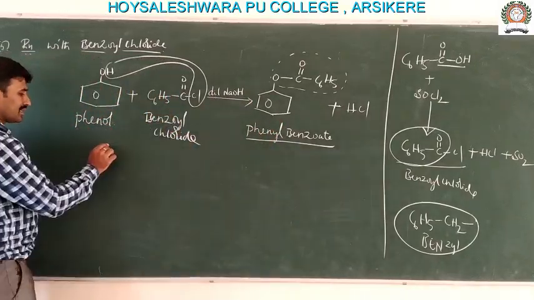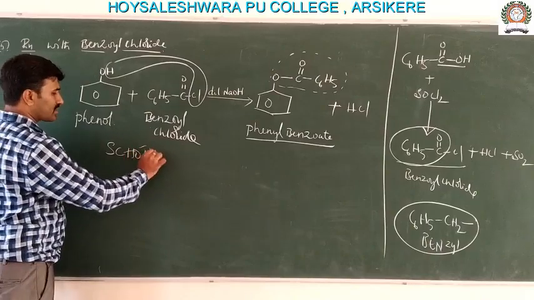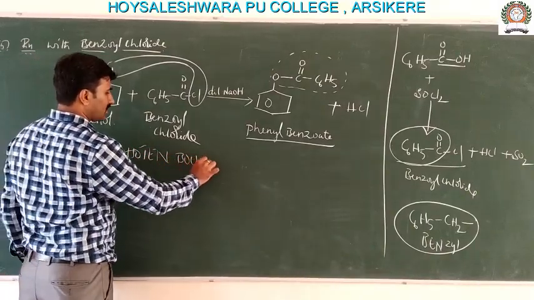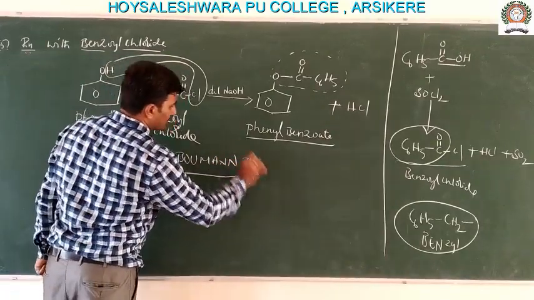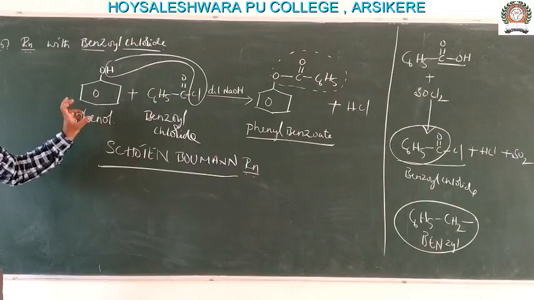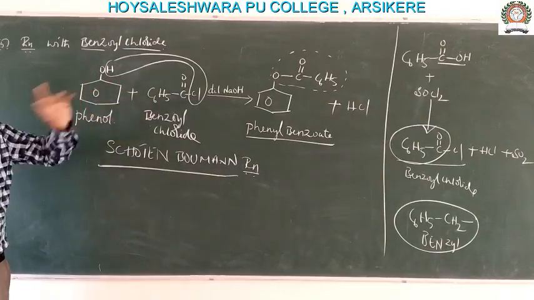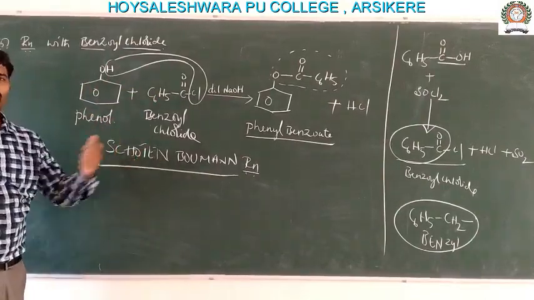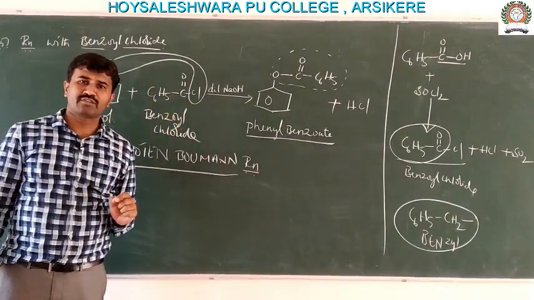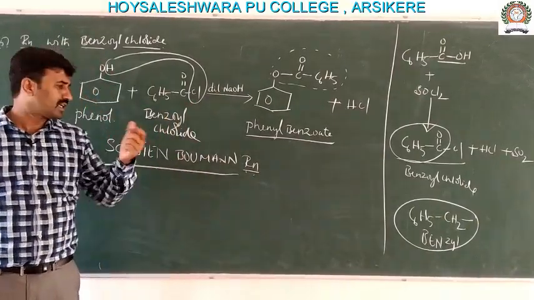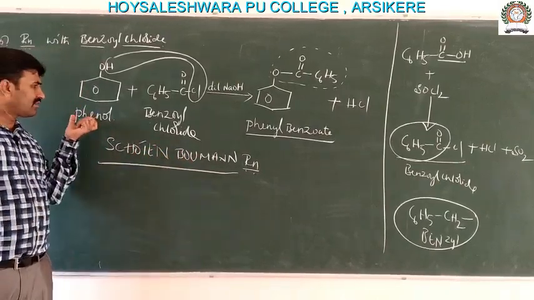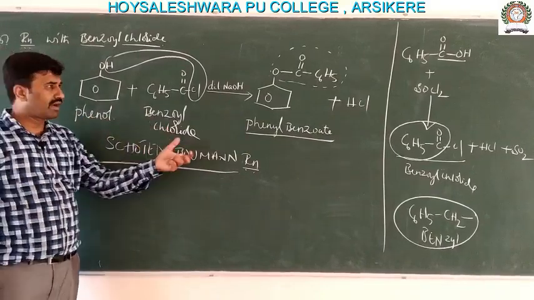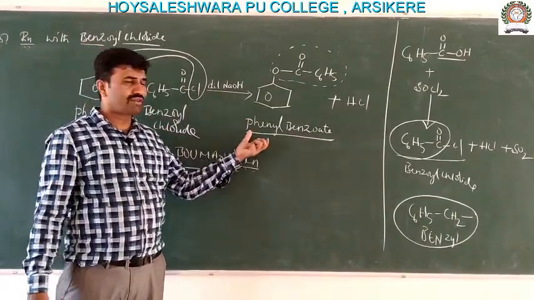This reaction is called Schotten-Baumann reaction. It is a named reaction after the scientist who made this reaction first. Benzoylation of phenol is called what? Schotten-Baumann reaction. That is, phenol upon reacting with benzoyl chloride in presence of dilute NaOH solution forms phenyl benzoate.